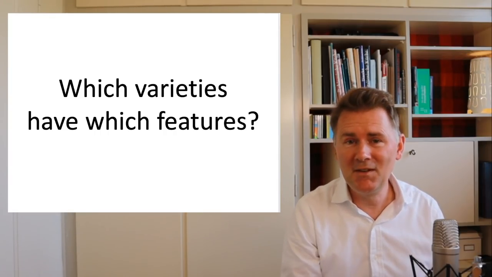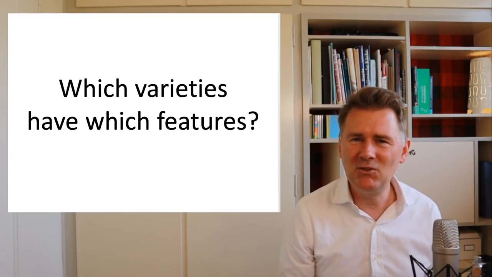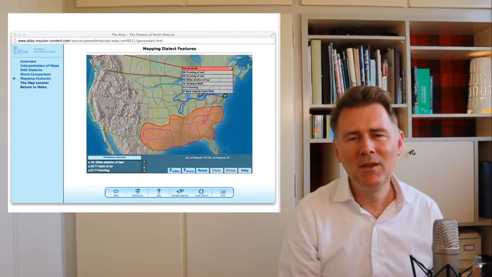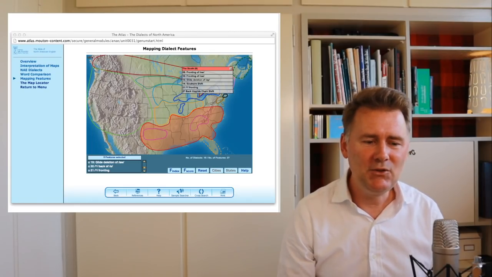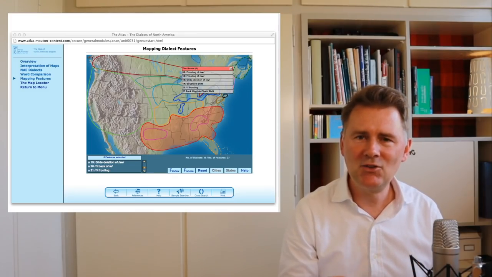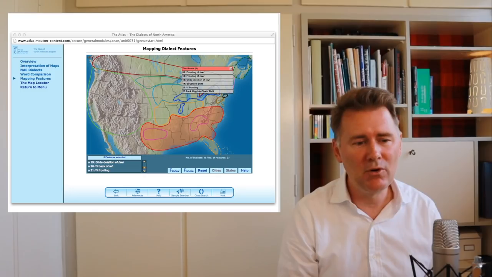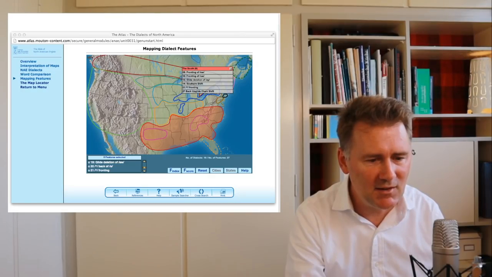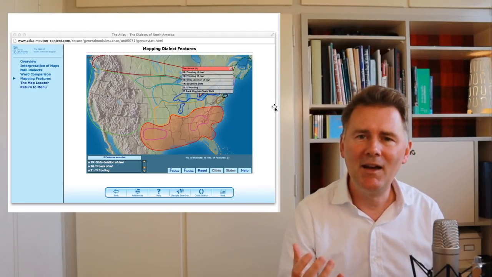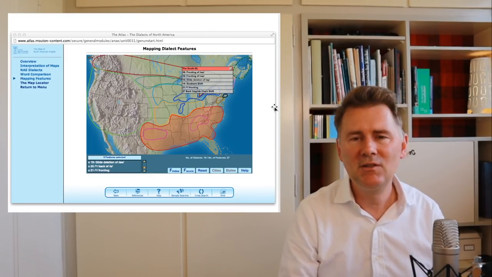Now, what we're interested in, of course, is which varieties have which features and how do they let us distinguish between them. Now, turning back to the North American Atlas of English, when you look at the varieties and you click on them, the atlas actually gives you an overview of the most important features. So for the south, we get, for example, ooh fronting. We get eye monophthongization here. It's called glide deletion of eye. And we get a couple of other features that are characteristic for southern US English.